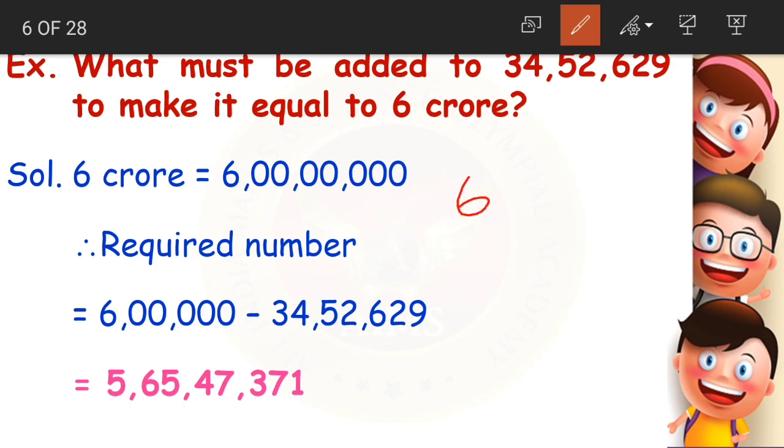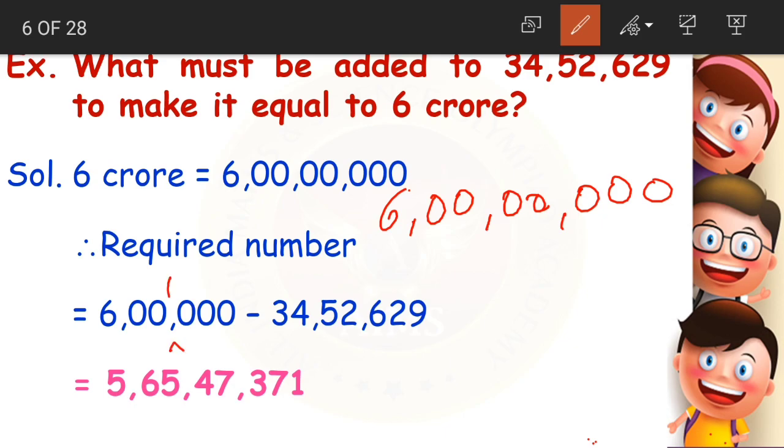So in the same way for subtraction also, first let me write 6 crores here. Sorry, my handwriting is not clear. I'll write here 6 crores. 6 followed by 7 zeros. Here there is a mistake. 2 more zeros should be there.